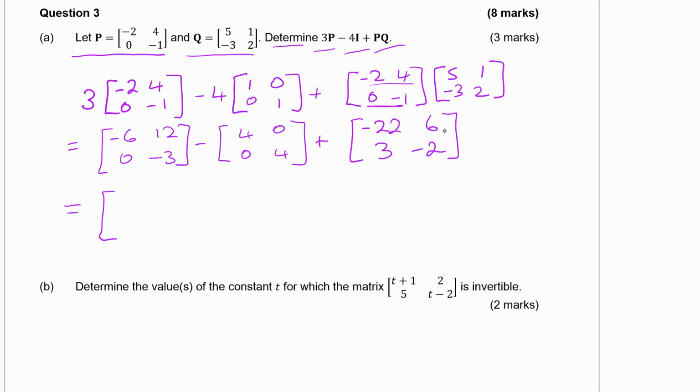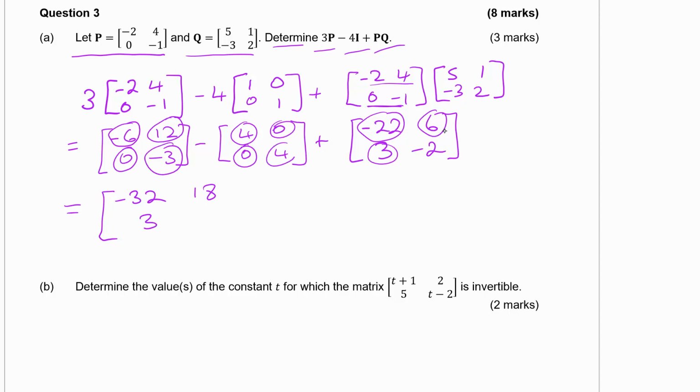So, looking at the top left elements, I've got -6. Take away 4, so I'm on -10. Take away 22 is -32. For top right, I've got 12. Take away 0, so I'm still on 12. Add 6. That's 18. For the bottom lefts, I've got 0, 0, add 3 is 3. And bottom right, -3. Take away 4 is -7. Take away 2 is -9.